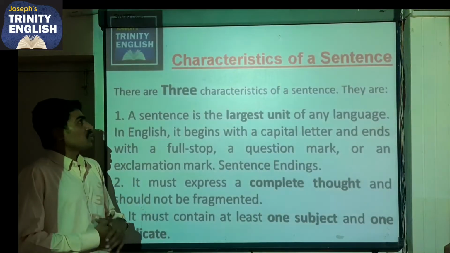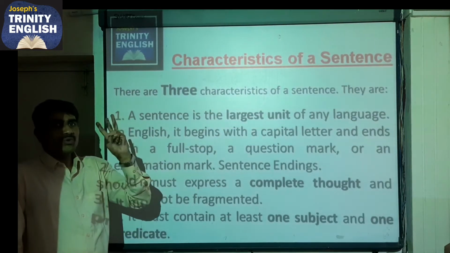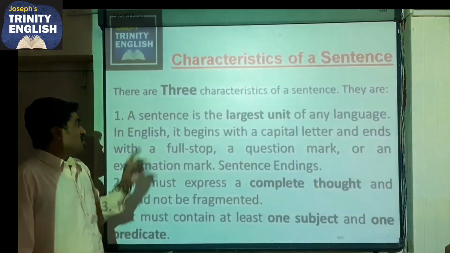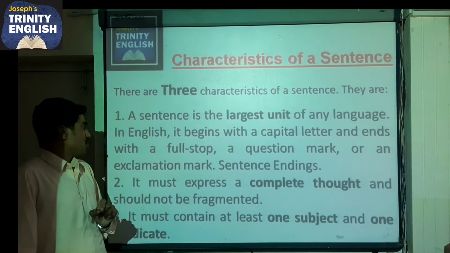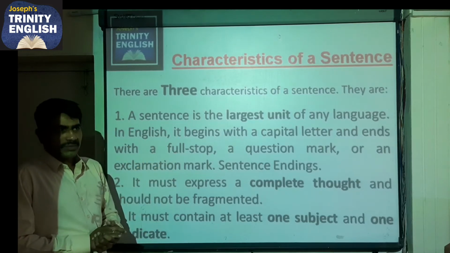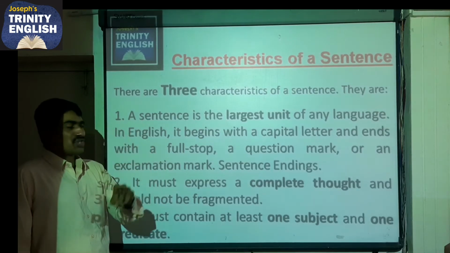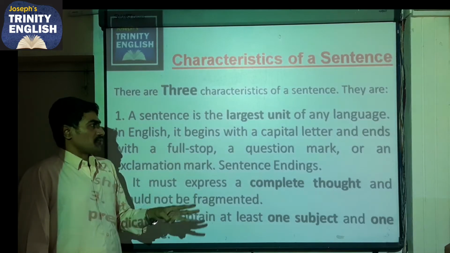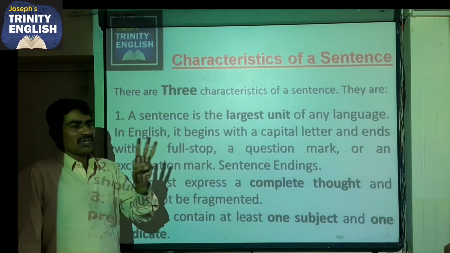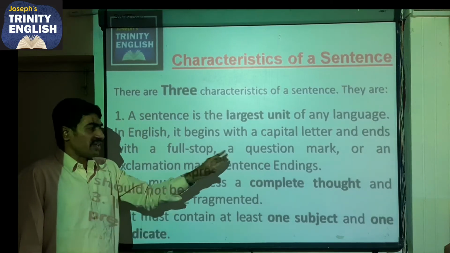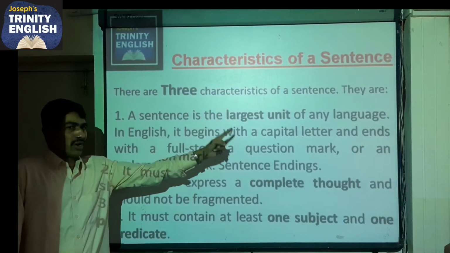Next, let us look at the characteristics of a sentence. Basically, we have three characteristics. The first one is that a sentence is the largest unit of any language. In English, it begins with a capital letter and ends with a full stop, a question mark or an exclamation mark. These three are called sentence endings in English. Any sentence in English has to end with one of these.